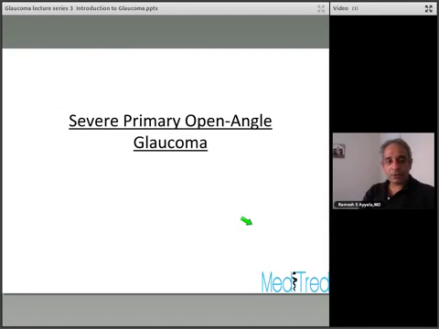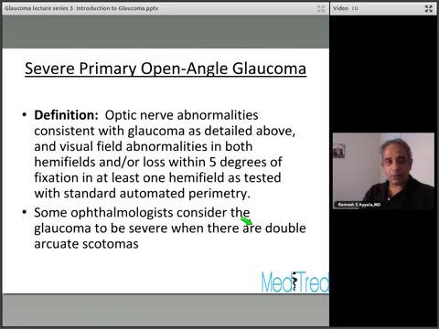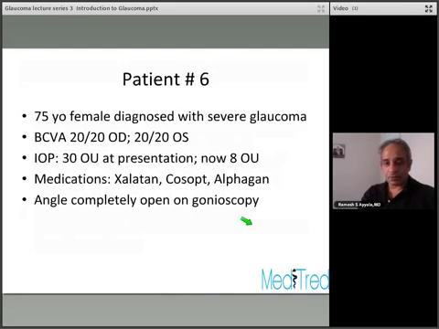Let's move on to severe primary open-angle glaucoma. It's defined as an optic nerve condition with optic nerve abnormalities consistent with glaucoma as detailed above, i.e., the descriptions that we just gave in the previous slides, and visual field abnormalities in both hemifields and/or loss within 5 degrees of fixation in at least one hemifield as tested with standard automated perimetry. Some ophthalmologists consider the glaucoma to be severe when there are double arcuate scotomas.